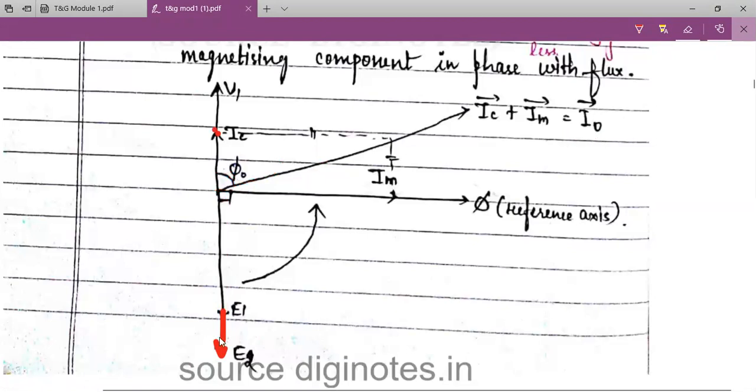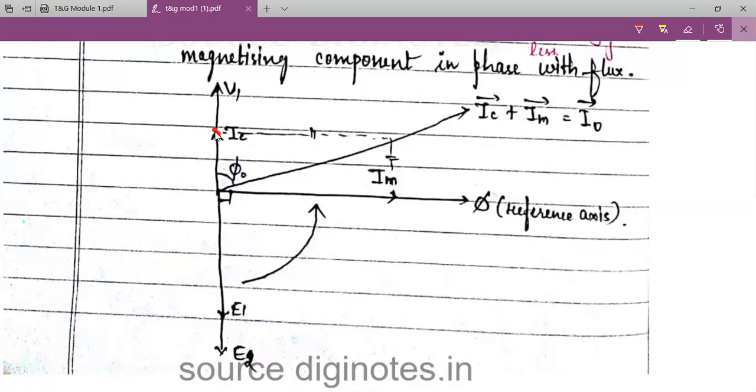First we are getting the reference angle, that is phi. Im is the cos component which produces phi, so it is in phase with phi. Then Im lags V1, which is perpendicular. Then IC is in phase with V1. So Im, that is the magnetizing current, and the core loss component IC, the addition of those will give I naught.